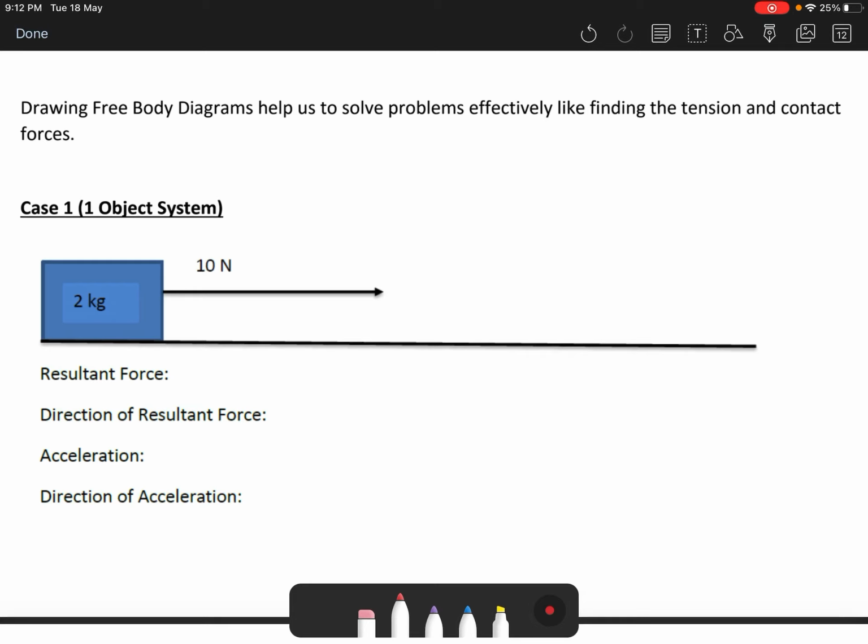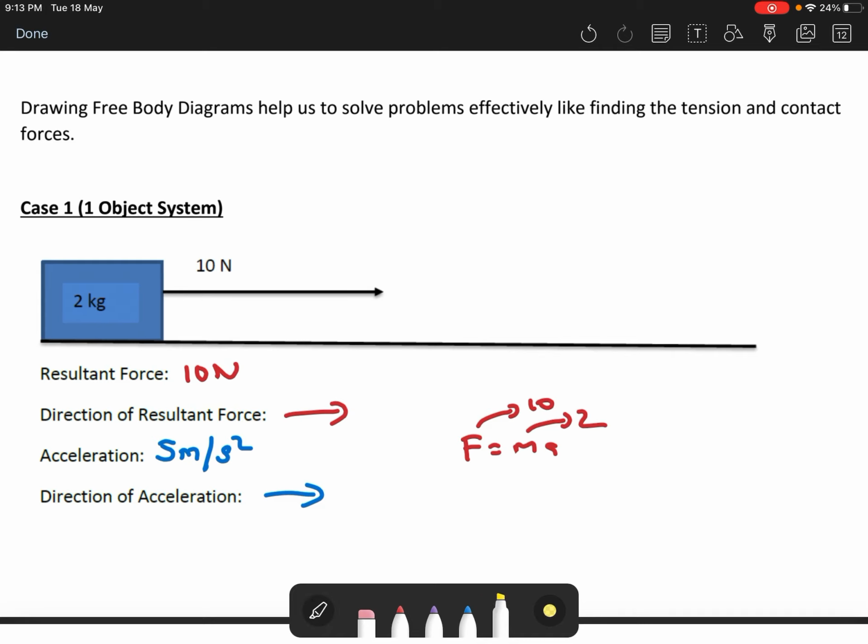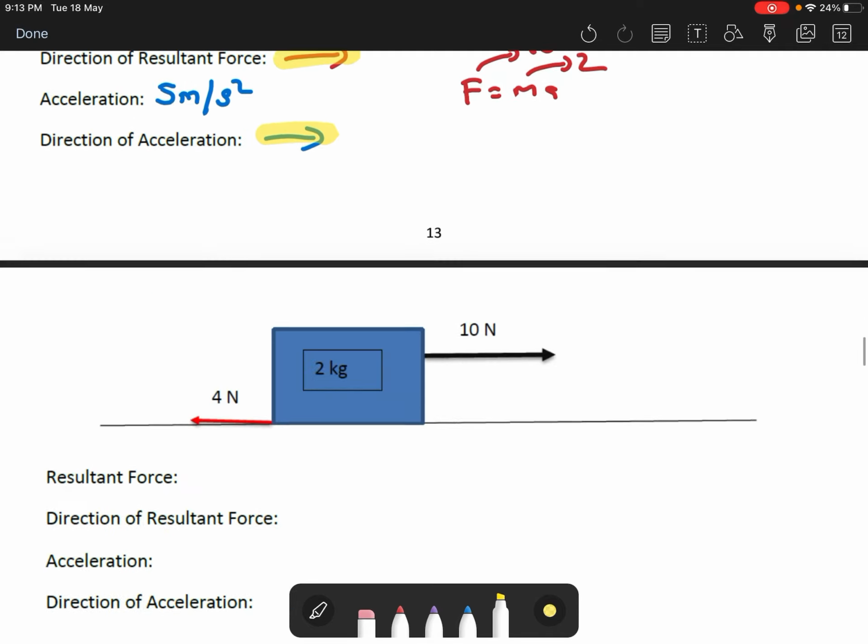So for case 1, we have one body system. Resultant force definitely is just 10 Newton. Direction is towards the right. Since we know that F equal to ma, F is equal to 10, your m is equal to 2, hence your acceleration is equal to 5 meter per second square. And of course, the direction of your acceleration must always be in the same direction as your resultant force. That is something that we must take note of.